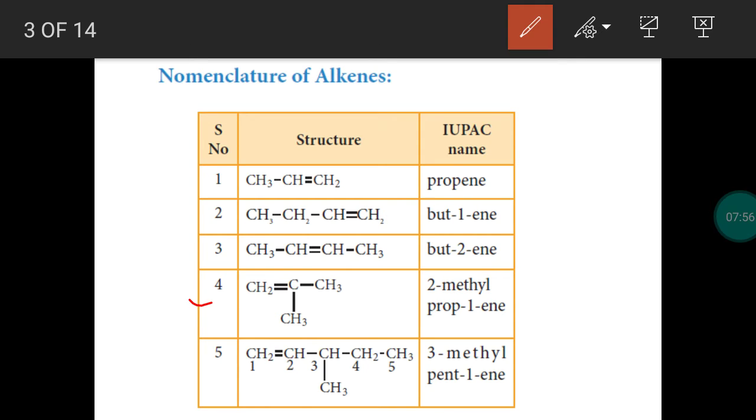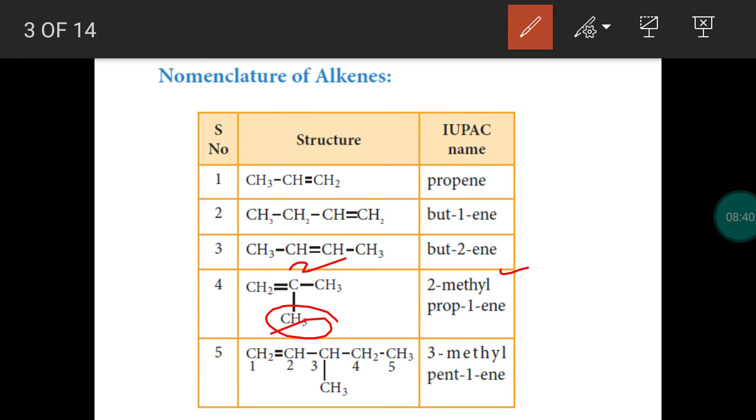Then you take the fourth example. This is a branched chain, not a straight chain. According to IUPAC rules, first we have to select the longest chain, and we have a substituent or a branch, a methyl group. How will you give the number, left to right or right to left? Left to right, right? Because the carbon attached with the double bond should have the lowest number, so we start numbering from the left: 1, 2, 3. We have a substituent methyl at the second position. So 2-methyl, the prefix, is mentioned.